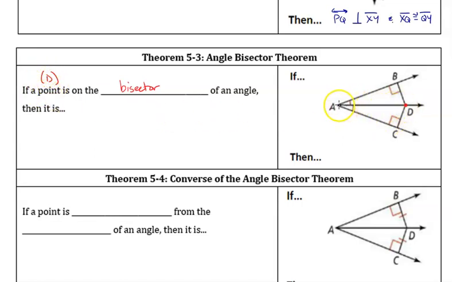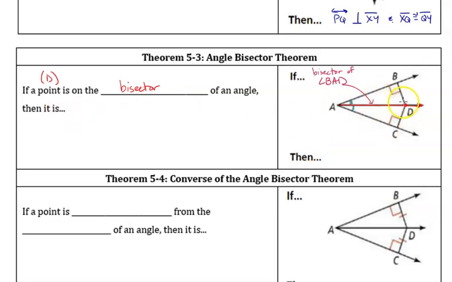You can see that it is on this ray AD, right? Point D is a point that's on ray AD. And ray AD has taken angle BAC and divided it into these two congruent parts. So it has bisected angle BAC. So I'm going to say this is the bisector of angle BAD. It is the bisector of angle BAD.